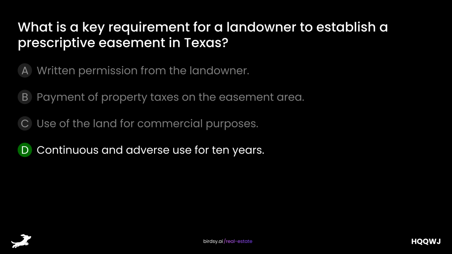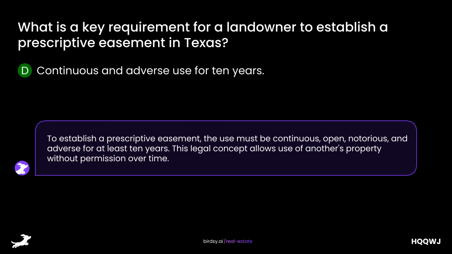The answer is D, continuous and adverse use for 10 years. To establish a prescriptive easement, the use must be continuous, open, notorious, and adverse for at least 10 years. This legal concept allows use of another's property without permission over time.